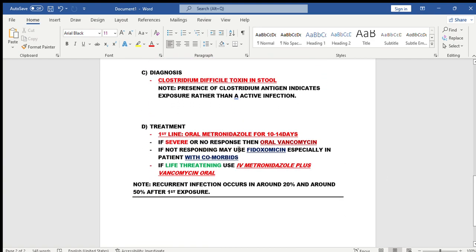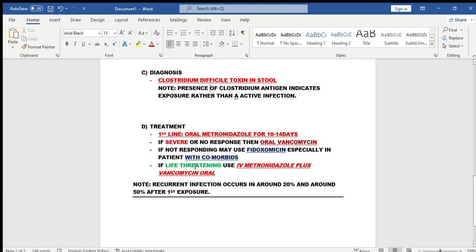Let's look at the treatment, from where we also get a lot of questions. First line of treatment, always remember, go for oral metronidazole. Start the patient on oral metronidazole for 10 to 14 days. Now, if the patient is suffering from severe features, let's say he's suffering from features of toxicity or he's developing hypotension, then go for oral vancomycin, right? Now, this is not very important, but you need to know, if you have a patient with comorbids, you could go for fidaxomicin.